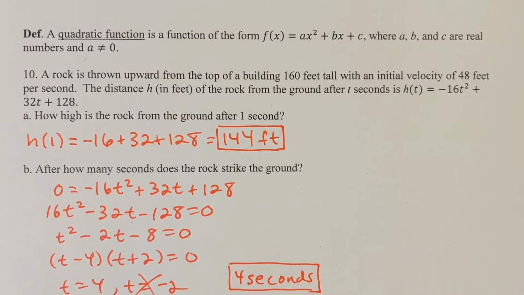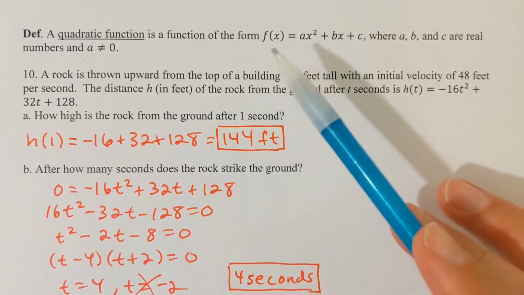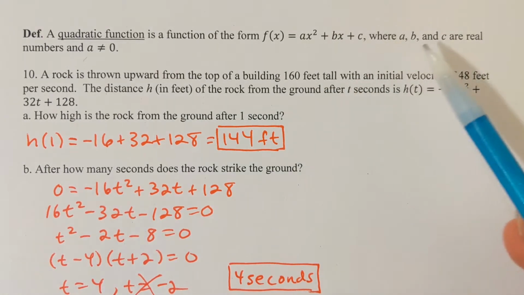Okay, we're in section 10.2. We're talking about quadratic equations. A quadratic equation is an equation of the form ax squared plus bx plus c equals 0. A quadratic function would be a function of the form f of x equals ax squared plus bx plus c. a, b, and c are real numbers.